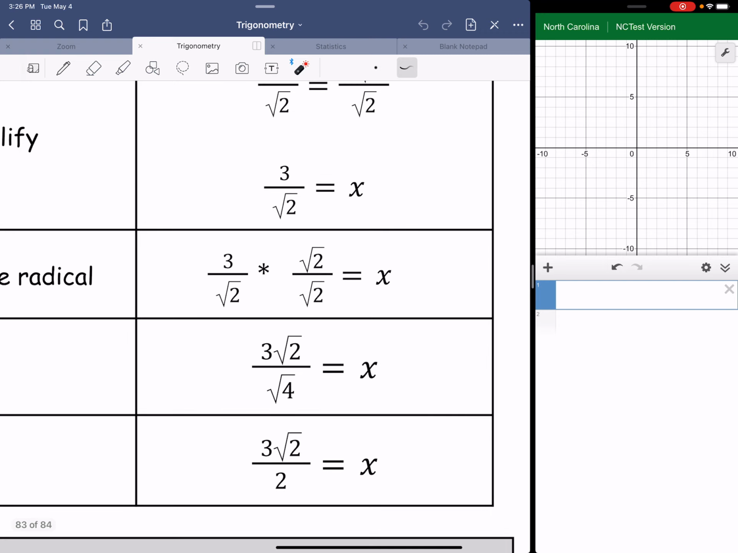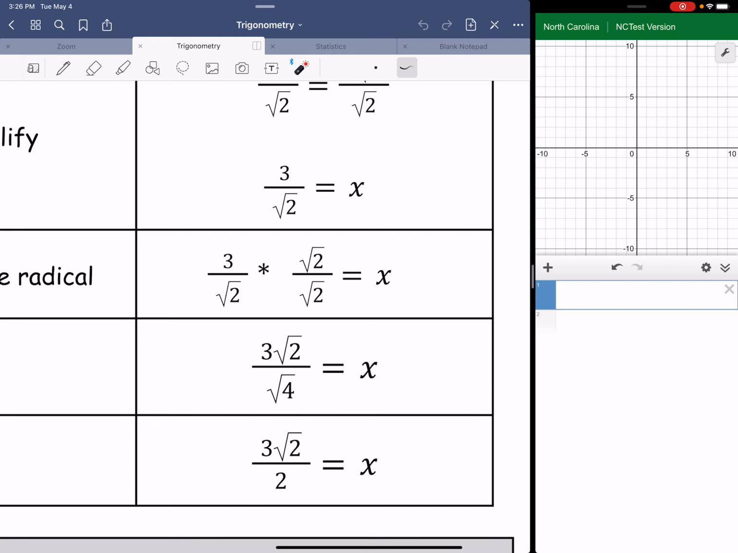And when we do that, we're going to get to a place where there's no longer a radical in the bottom. That's the goal. So this is just, again, reviewing some things that we are going to run into when we're doing special right triangles. So we're multiplying the top and the bottom by the square root of 2. Then we multiply straight across. That gives us 3 square root 2 over. Now, when you multiply two radicals together, you multiply the numbers themselves under the radical. So 2 times 2 gives us 4. And the square root of 4 becomes positive 2.